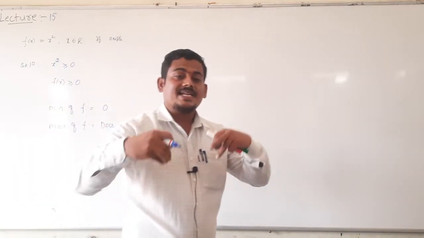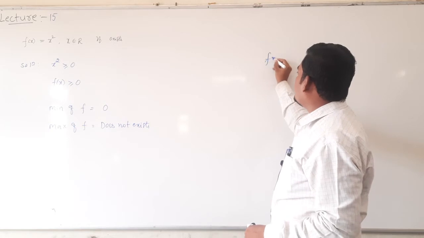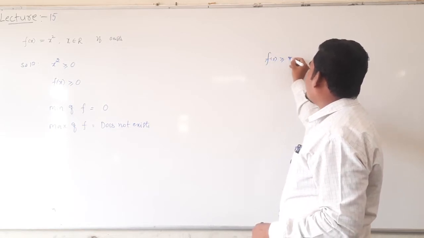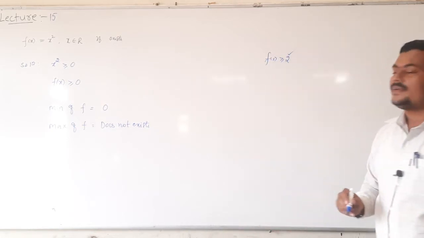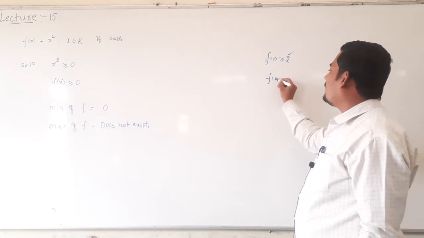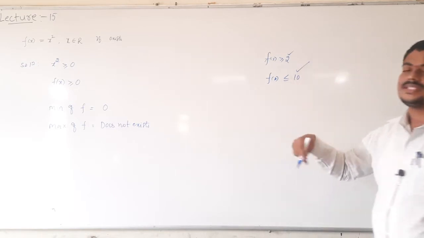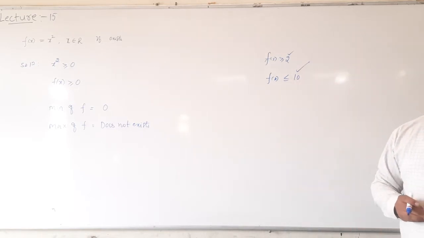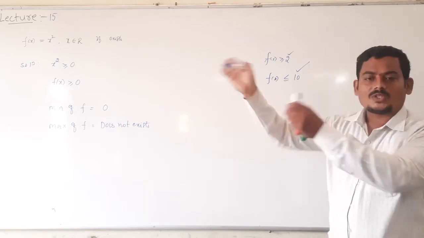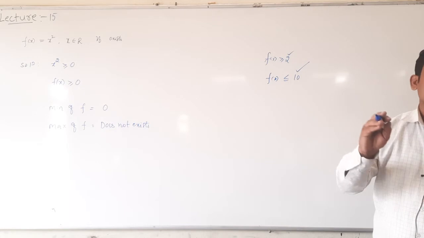f of x greater than or equal to 0 means minimum value. Suppose f of x is greater than or equal to 2, then the minimum value is 2 and there is no maximum. Suppose f of x is less than or equal to 10, then the maximum value is 10, and there is no minimum value, because the minimum value approaches minus infinity, meaning there is no fixed minimum value. In such cases it does not exist.